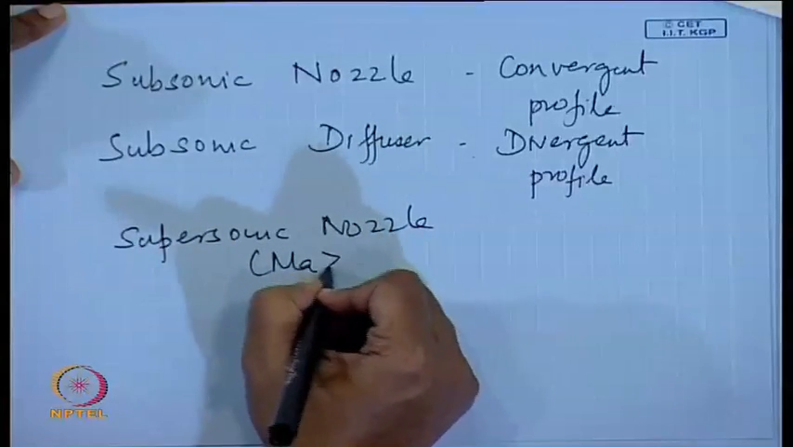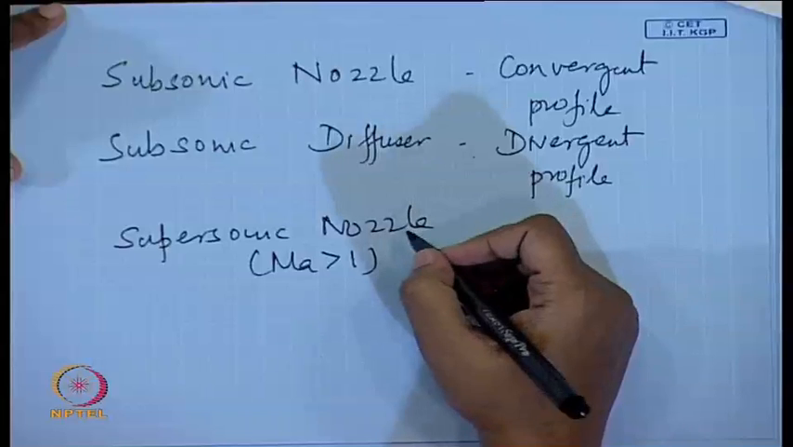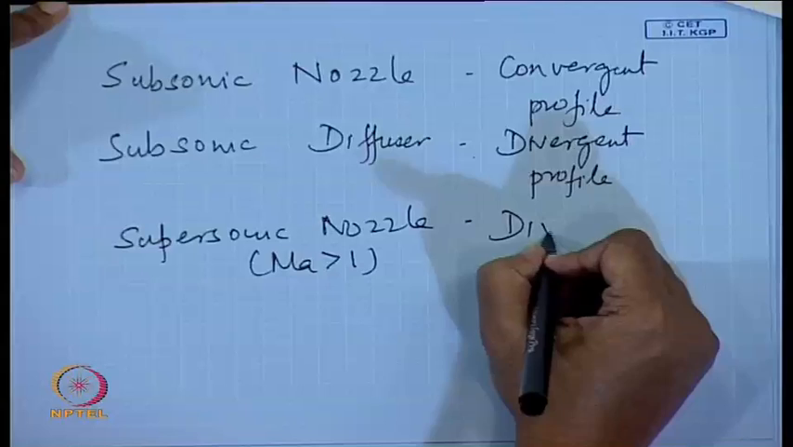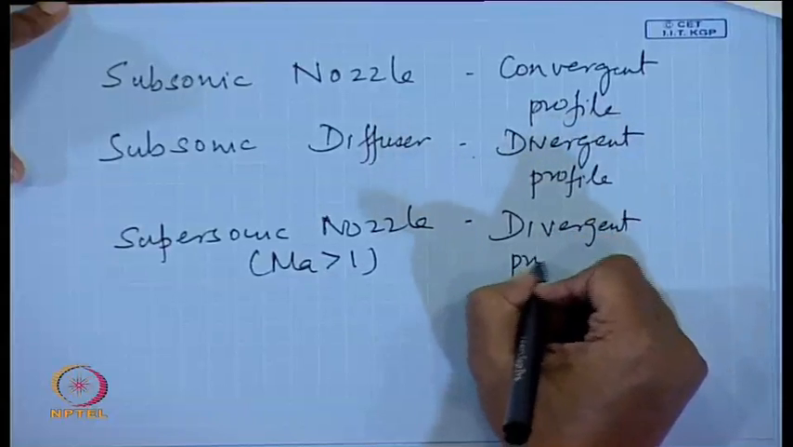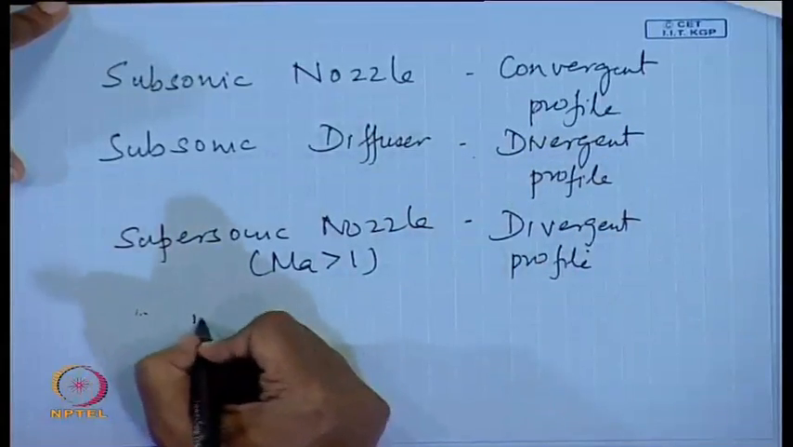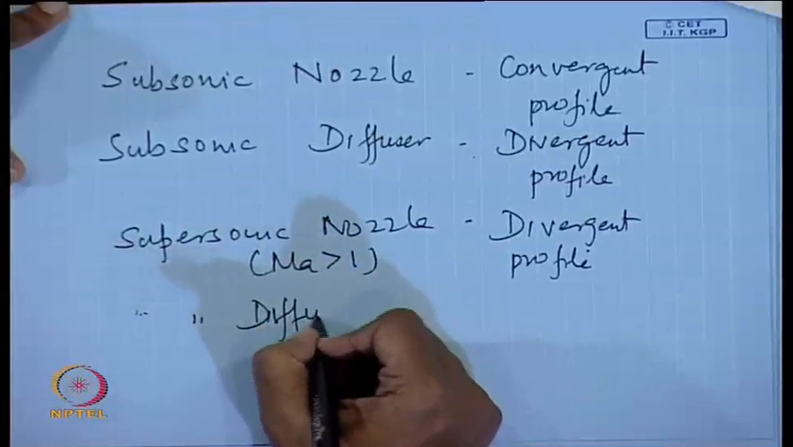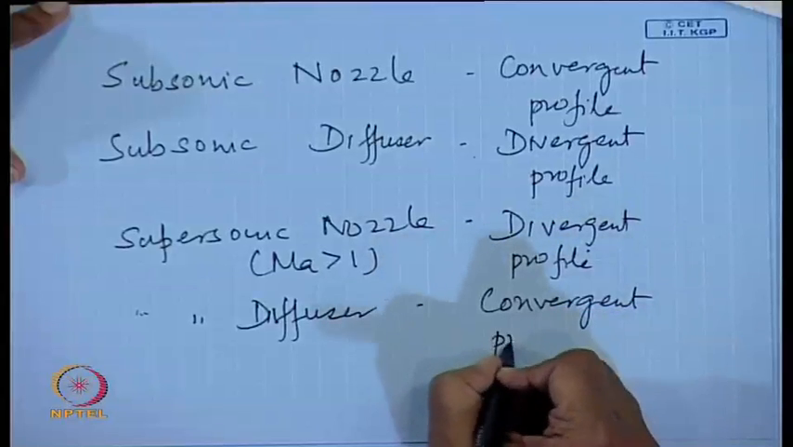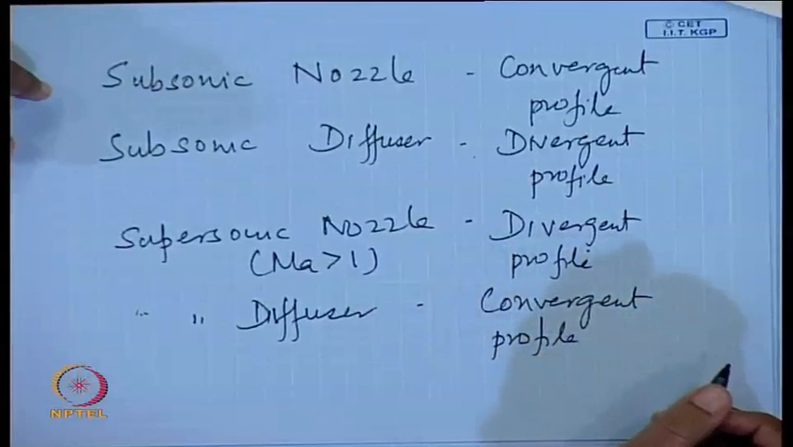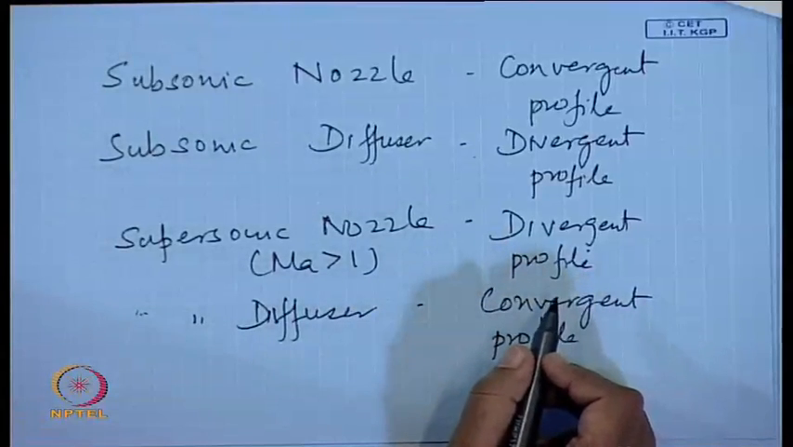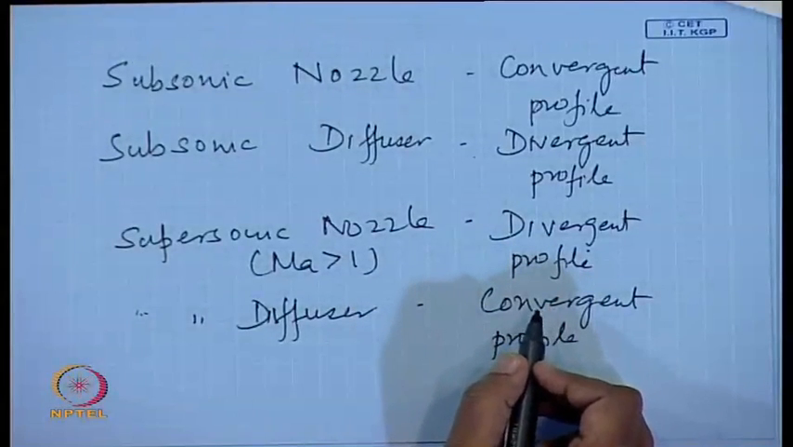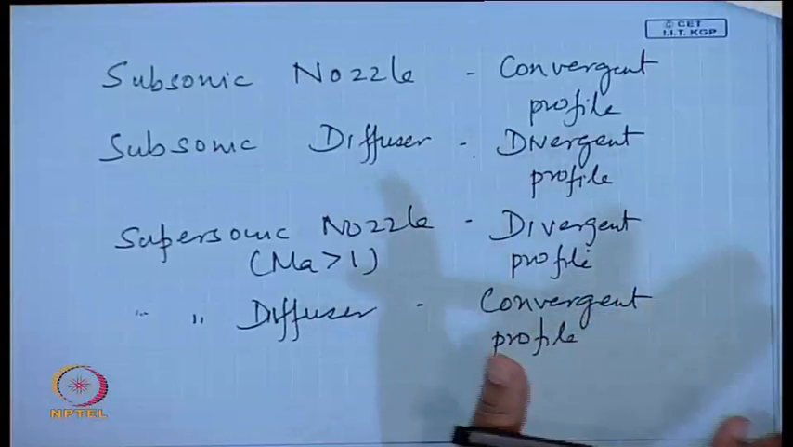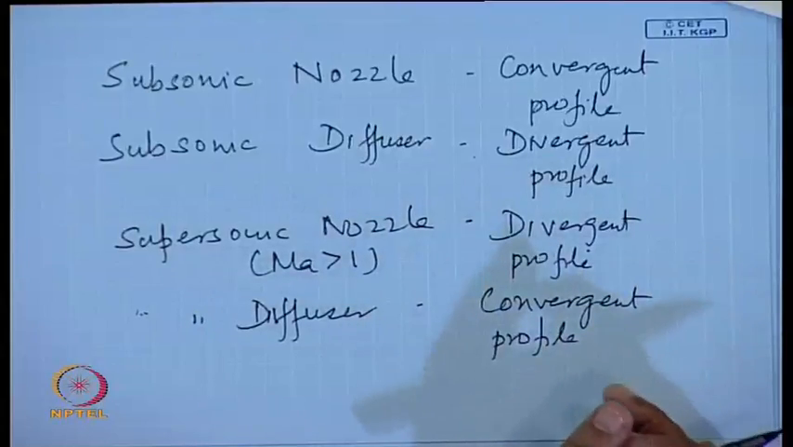On the other hand, if we take a supersonic nozzle, that means for Mach number greater than 1, we find that the effect is just opposite. A supersonic nozzle has a divergent profile and a supersonic diffuser has a convergent profile. And this divergent nozzle to produce supersonic flow is very frequently used in missiles and launch vehicles. In aerospace we use it; as chemical or mechanical engineers, we do not come across this particular situation.